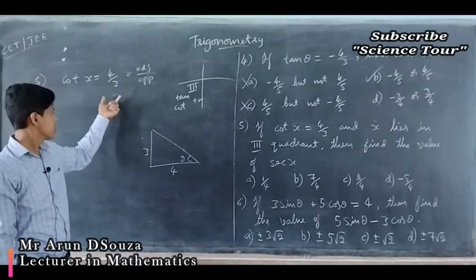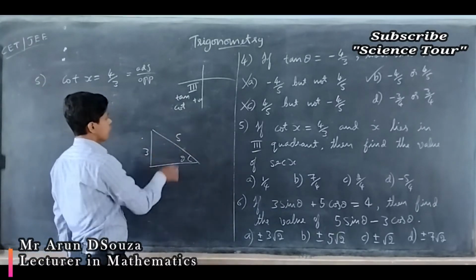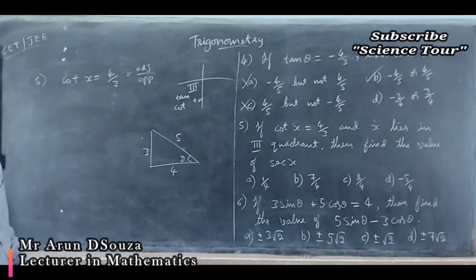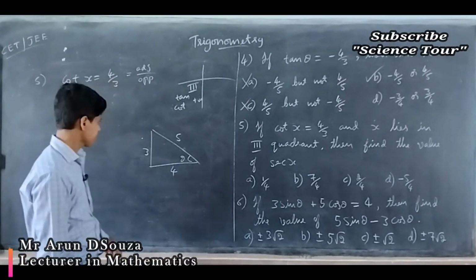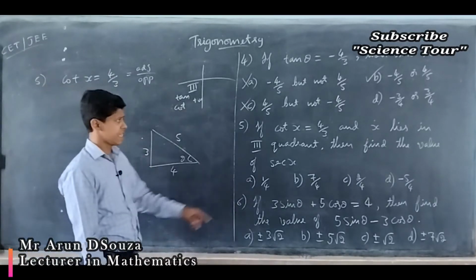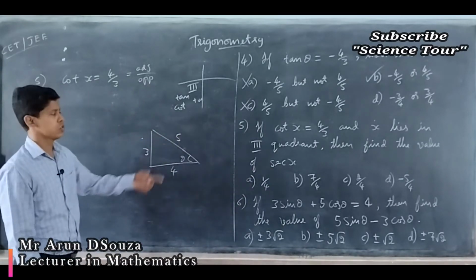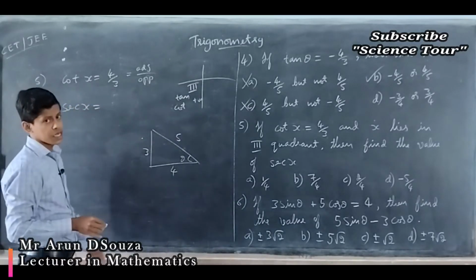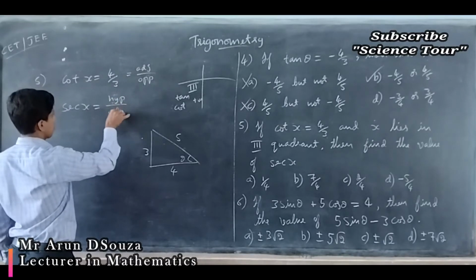Therefore this is 4 by 3 and the hypotenuse will be 5. 3, 4, 5 are the Pythagorean triplets, correct? So they satisfy the Pythagoras theorem. Now what we need is secant. What is cos? Cos is adjacent by hypotenuse. So what is secant? Secant will be hypotenuse by adjacent or base.